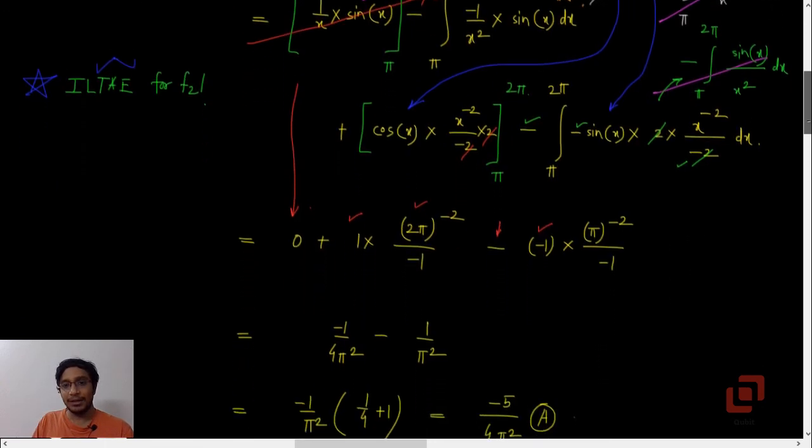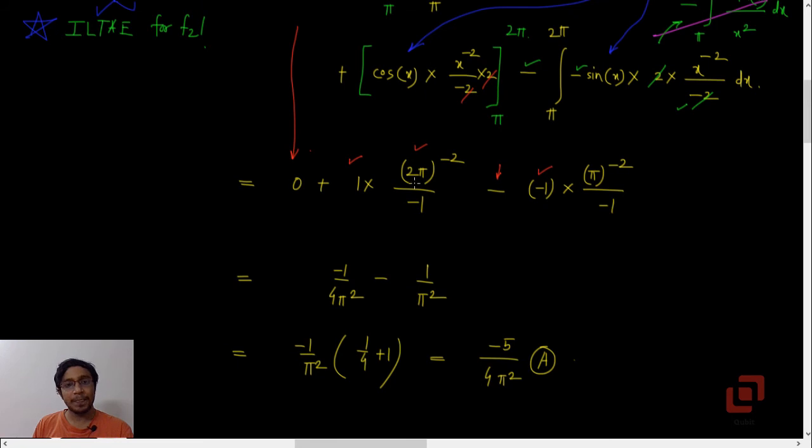Now the moment you get this, it's a very straightforward thing. Minus 1 upon 4 pi squared will be the first term. Keep this negative sign as it is. Negative, negative, positive, 1 upon pi squared. Take minus 1 upon pi squared common. 1 upon 4 plus 1 will be 5 upon 4. So it will be minus 5 upon 4 pi squared. That is option A, right?